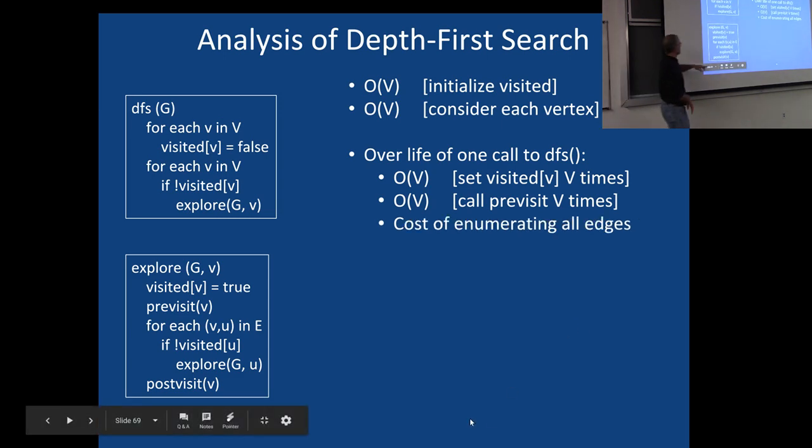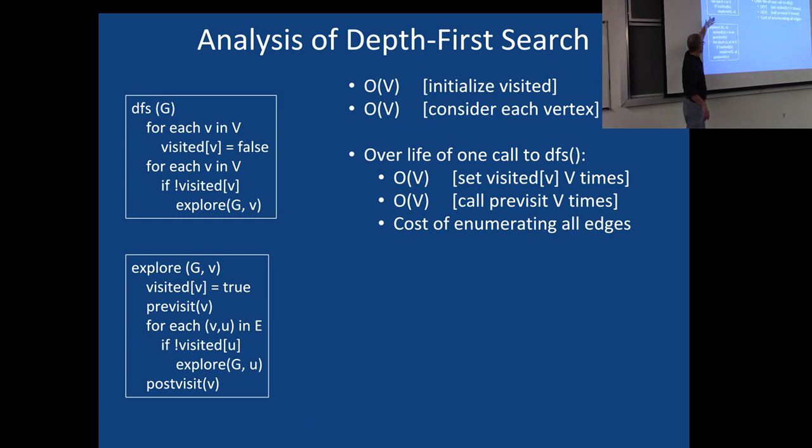Next, what we have to do is enumerate all the edges. So every time explore is called, we have to find all the edges from V to U. All the edges out of V have to be found. So some of them are found the first time explore is called, some of them the second time explore is called, but eventually they would all be found. So over the entire life of the algorithm, how much work is done right here? Just finding the edges. Yeah? That would be O of E. Okay, he said O of E. That's a reasonable guess. Not quite right, but what's wrong with O of E? Overlapping.